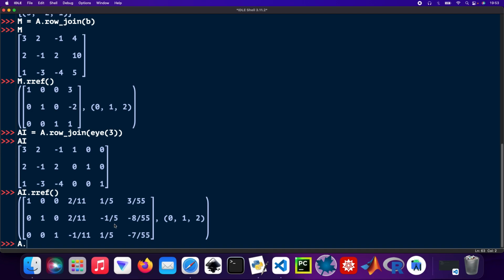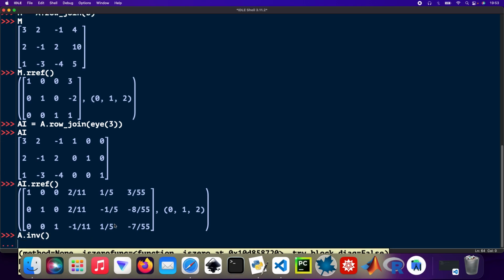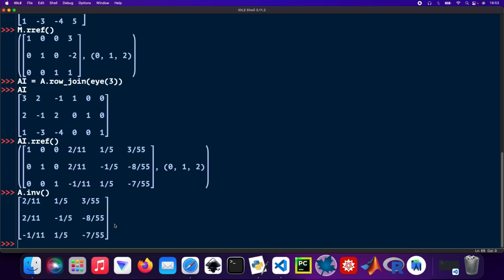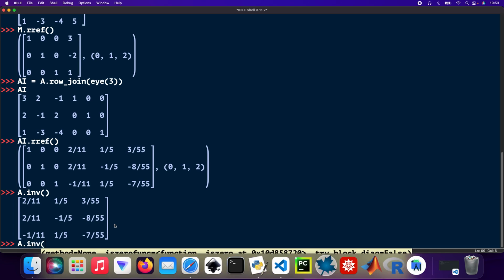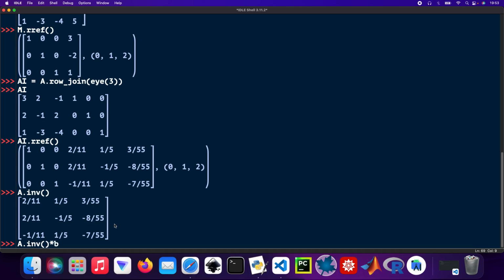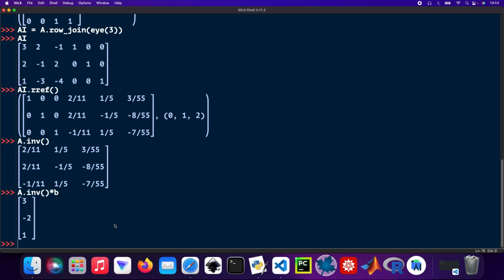So A dot inv. Yeah, so there we are, right? And then what I can do is now I can multiply the inverse of A times B to get the solutions as well. So A dot inv times B. There we are. So those are the solutions.